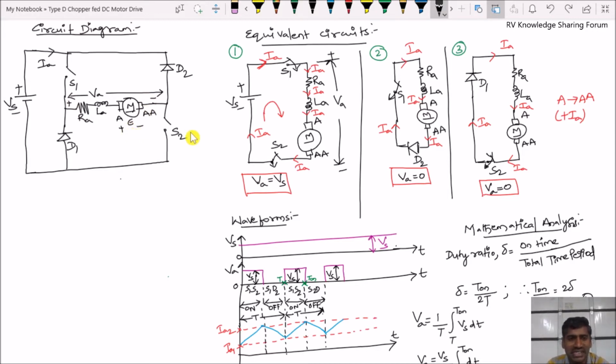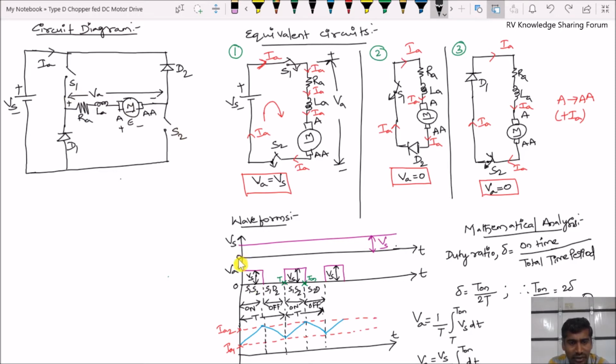So now let us discuss the operation of this circuit diagram through these equivalent circuits, which are marked as 1, 2 and 3, which are of different modes of operation, and these are the waveforms which are here. So now first let us discuss the operation. Here, initially the switches S1 and S2 are given the gate pulse.